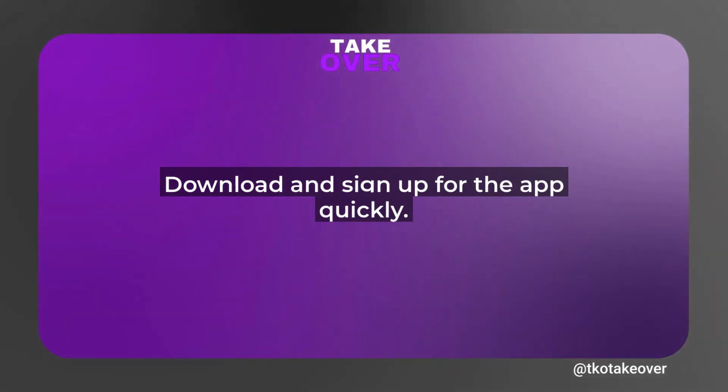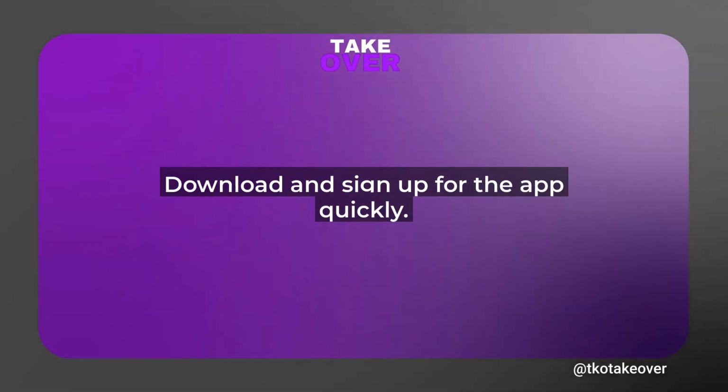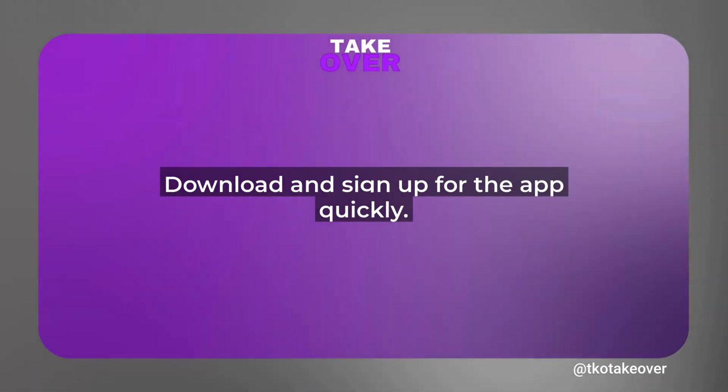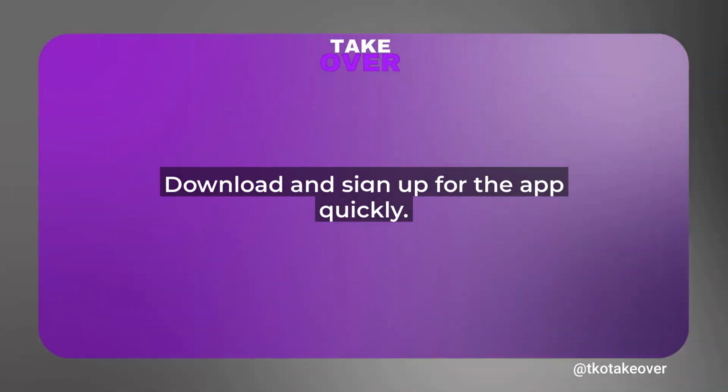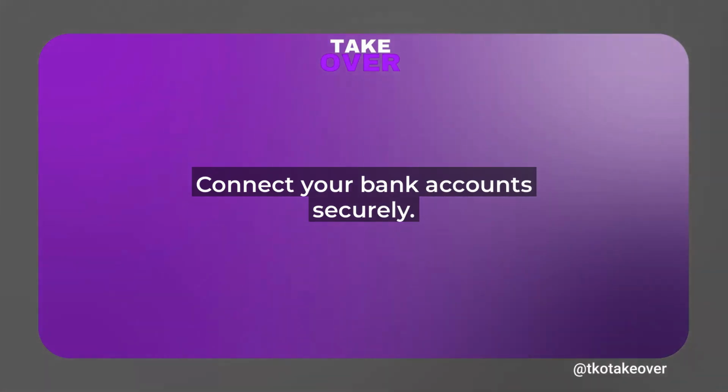Head to the Quicken website or your app store, download Simplifi, and create an account. You'll need to enter your email, set a strong password, and verify via the confirmation email they send. It's quick and secure, so you can jump in without hassle.